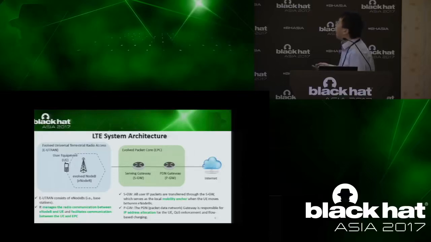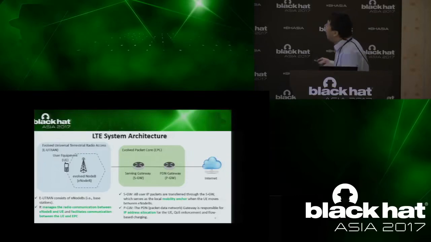And another gateway is called the PDN gateway. PDN stands for Packet Data Network, PGW. And this one is quite similar to the router in our traditional network. So what it does is IP address allocation. Okay, and specific to mobile telecommunication, it also does QoS enforcement and flow-based charging.